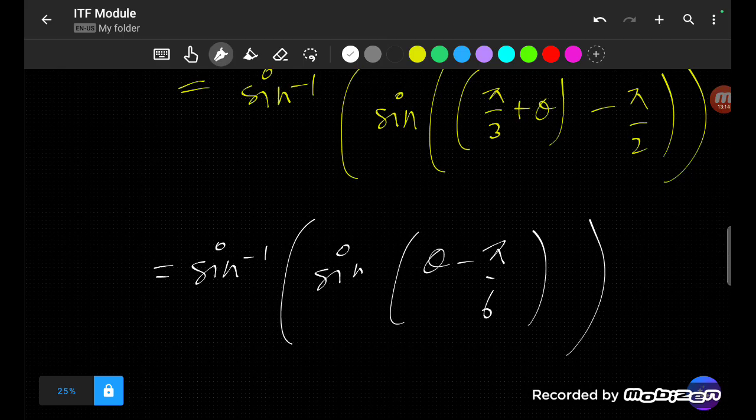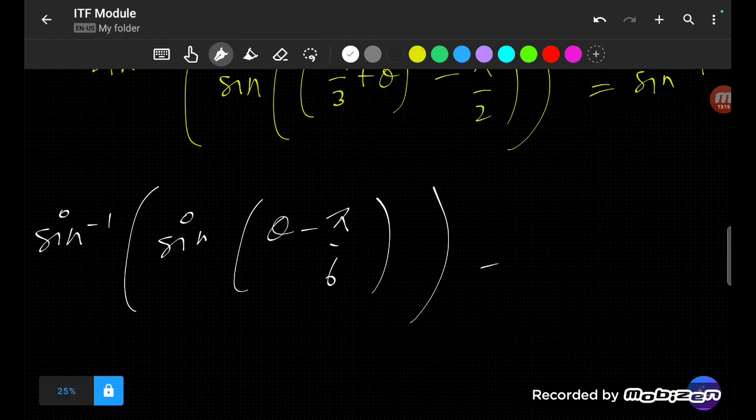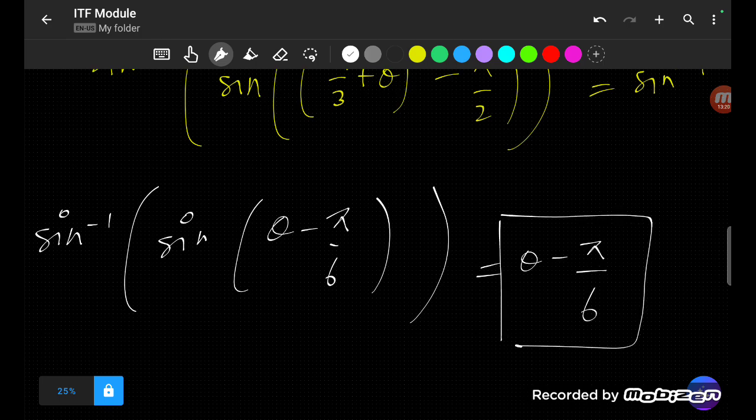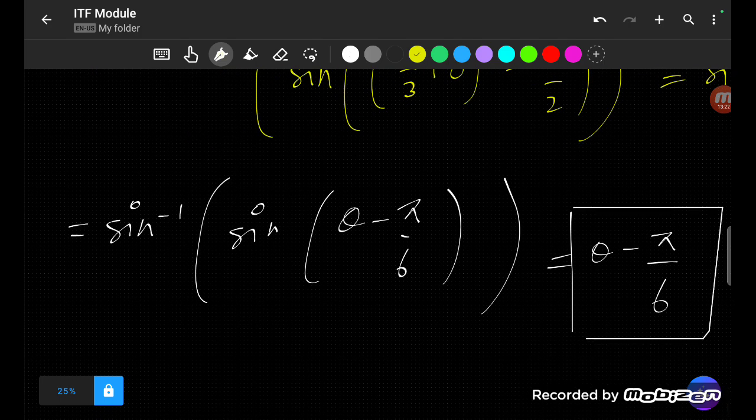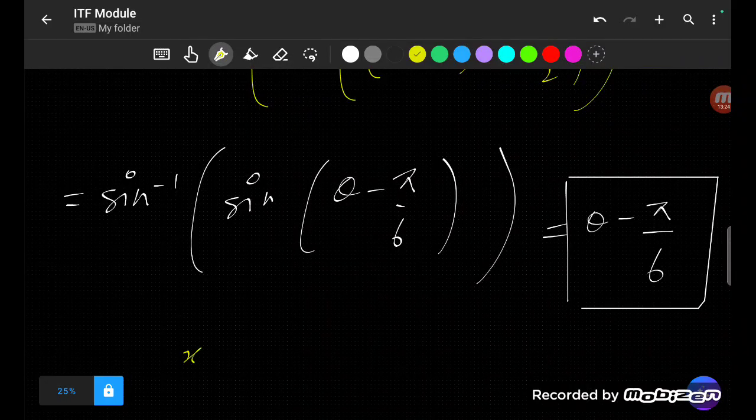Since this is less than pi by 2, this will be theta minus pi by 6. So this is the answer. And what substitution did we take? We took x as sine theta, that means theta as sine inverse x. Like theta minus pi by 6 is what we have taken, or whatever substitution they have taken. The answer is sine inverse x minus pi by 6, 16b.